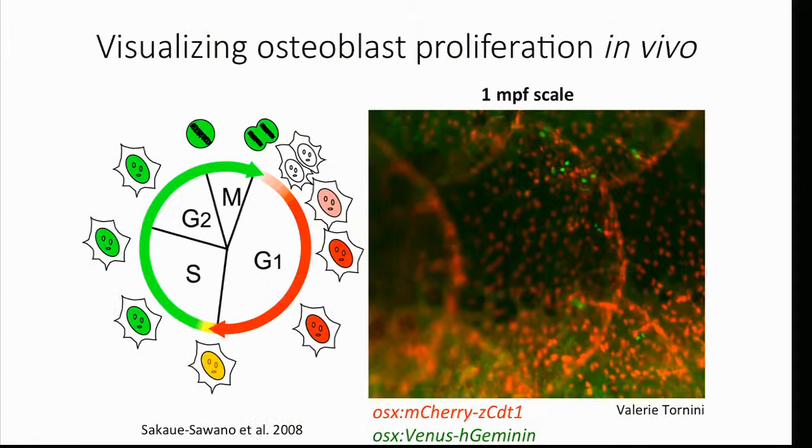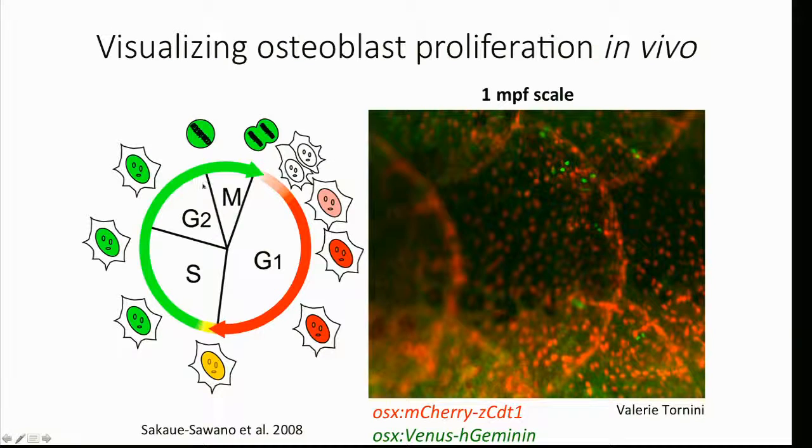And now if we want to study those proliferation dynamics, we can use a Fucci system. So for those not familiar, the basics of Fucci is just that degradation sequences of cell cycle regulators are tagged to fluorescent proteins. So CDT1, which is expressed in G1, its degradation sequence is attached to mCherry, and then geminin, which is expressed in S, G2, and M phases, tagged to Venus.